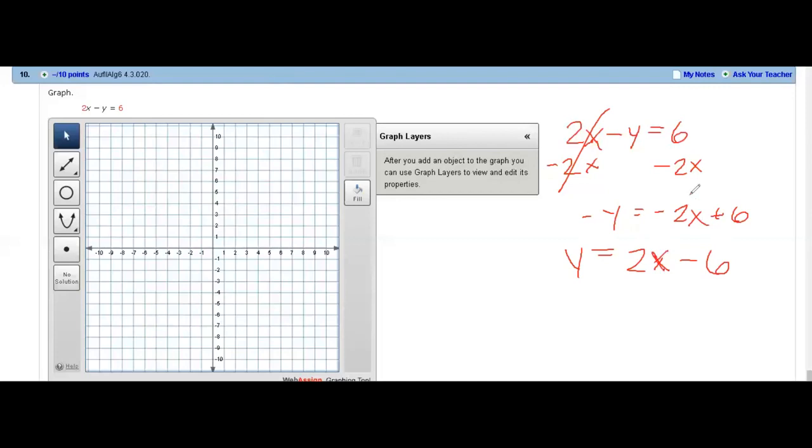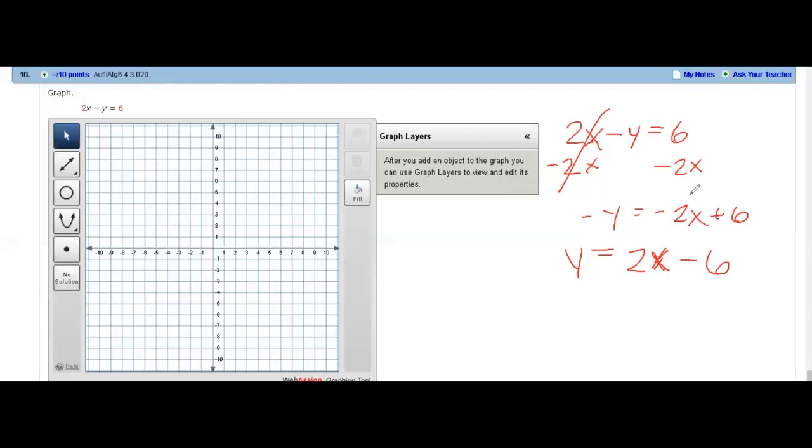Or you can think about it as dividing each term by a negative 1 or multiplying each term by a negative 1, or just change the sign of everything, whichever floats your boat.